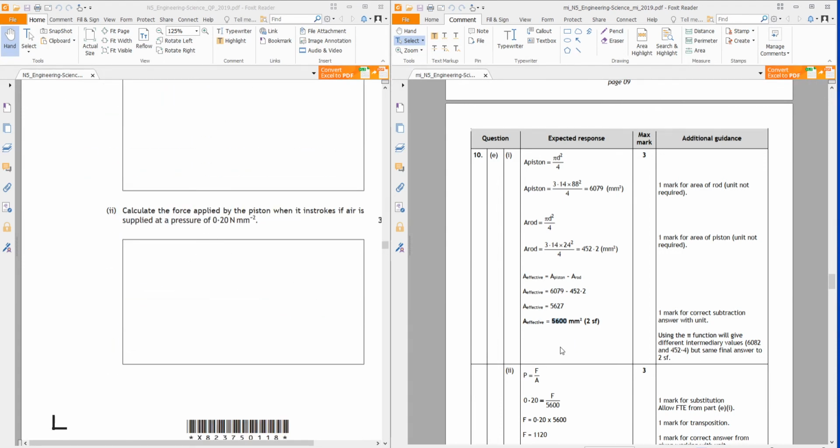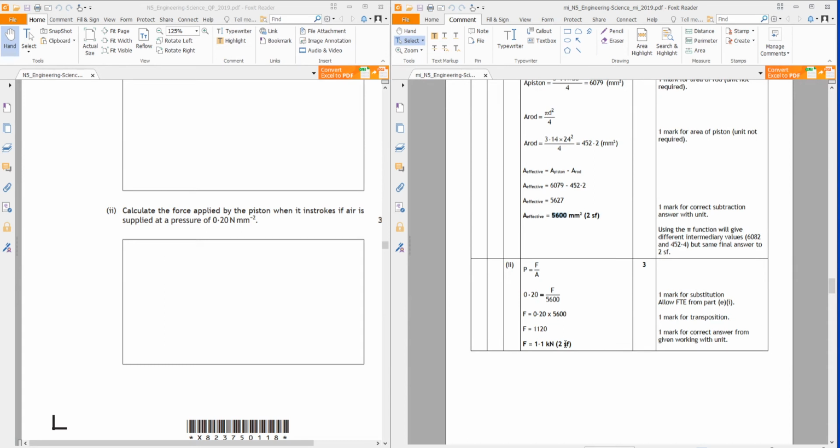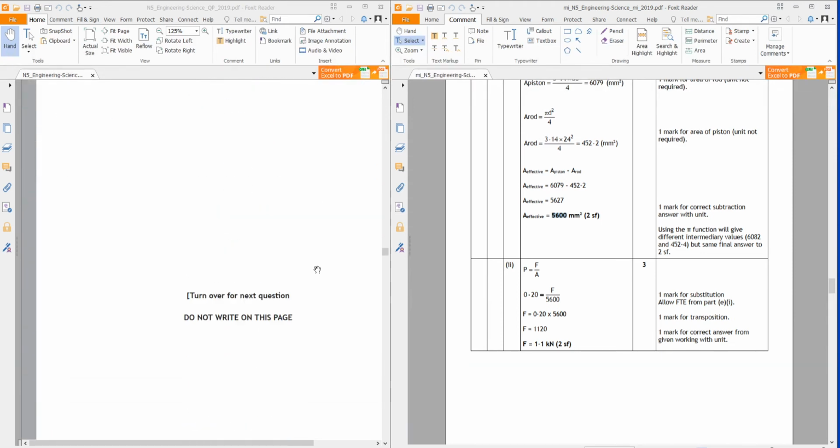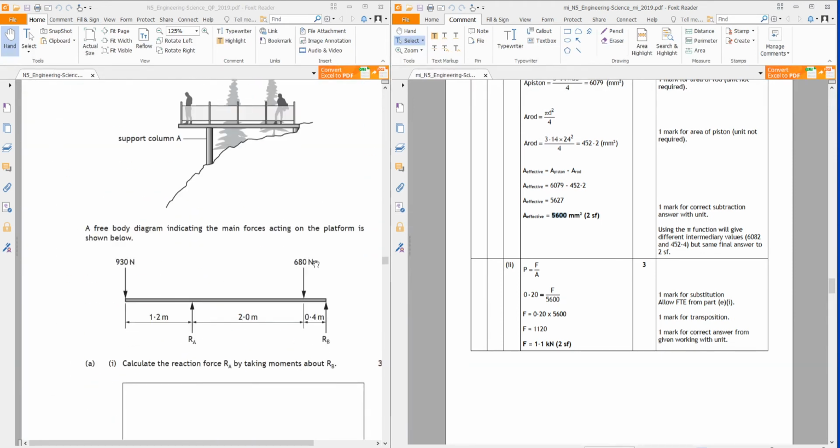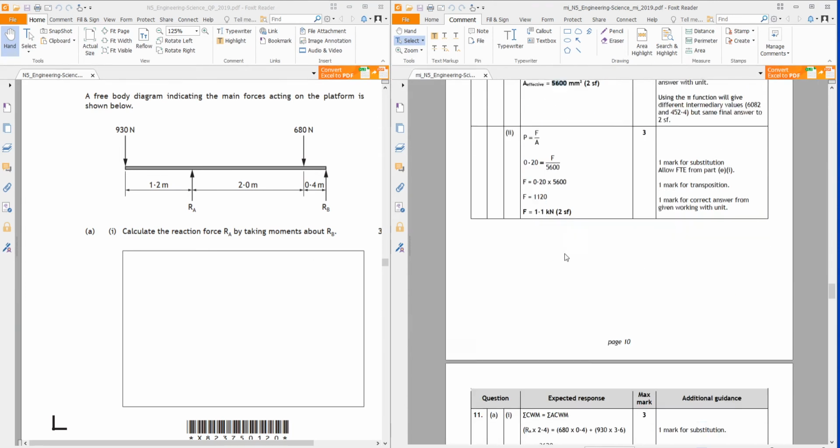Calculate the force. Okay, so the force is the pressure times the area, so it's just 0.2 times 5,600. Okay, this one was well done.